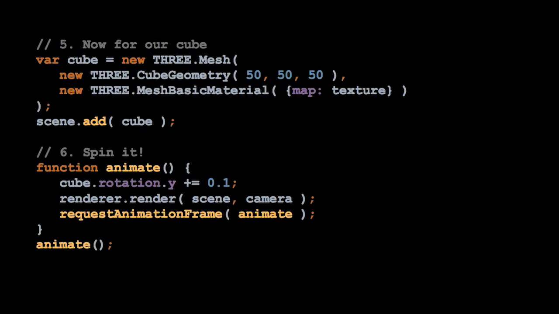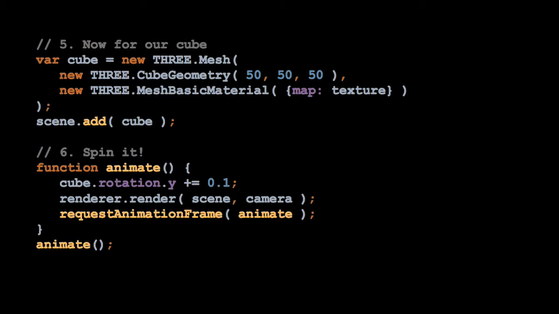So now we're on to the actual cube. And in Three.js world, this is called a mesh. A mesh is essentially just our representation of a 3D object. And it consists of a geometry which defines the actual 3D shape. So in this case, we've got a cube geometry, those are the dimensions, 50. And a material. In this case, we just want a basic material that we're going to apply our texture to. And we add that into the scene.